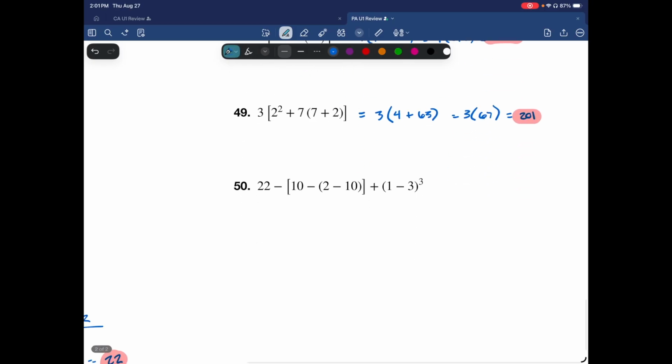All right, so we got 22. It's going to hang out for a minute. Let's clean up the inside. We got 10 minus negative 8 plus 1 minus 3 is negative 2 cubed. So I'm not trying to do too much at once. So we got 10 minus negative 8. 2 negatives make a positive. So it's 10 plus 8 is 18. So 22 minus 18. And then negative 2 cubed is negative 8. Because it's cubed, the negative sticks around, so it's going to be minus 8. So you get 22 minus 18 minus 8. And that's going to give you negative 4. All right? All right, so that's Unit 1 review.